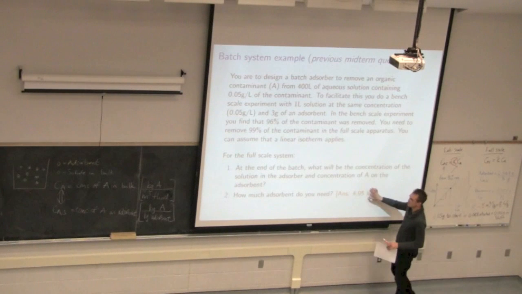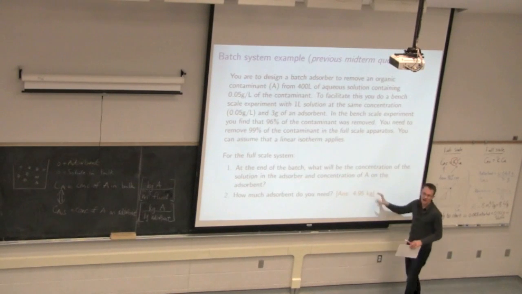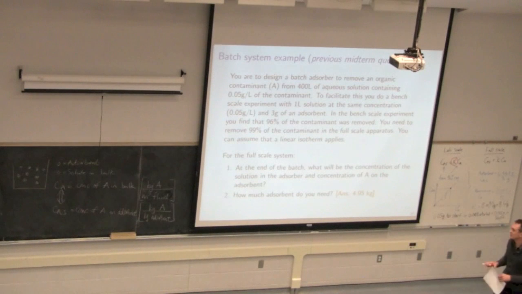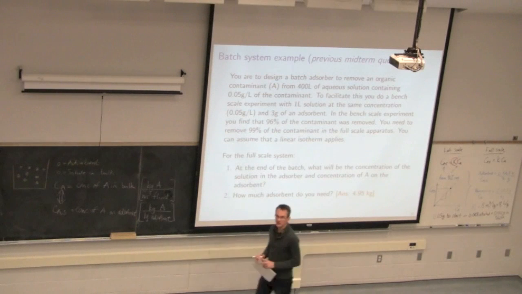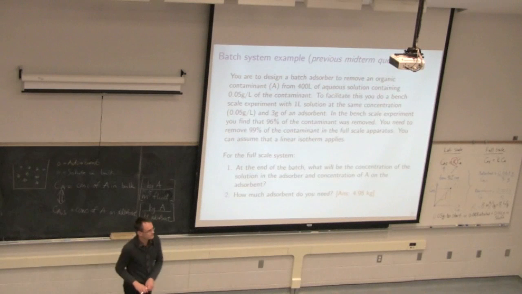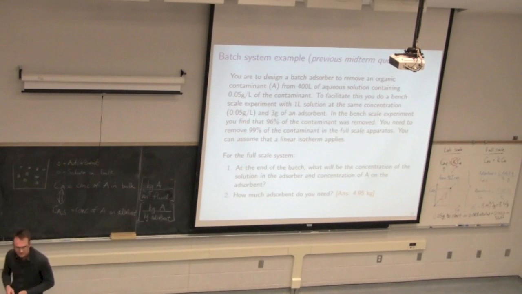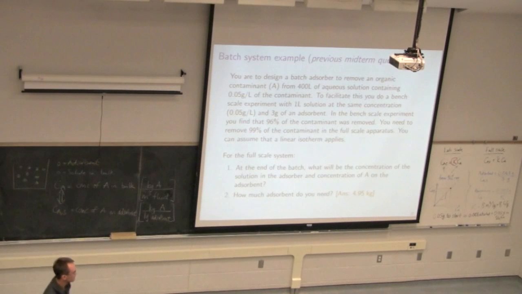Take a minute or two to work on this. Set up your plan, and you don't need to calculate it, but set up how you're going to compute that 4.95 kilogram answer using the lab scale data at the full scale. So it's 400 liters of aqueous feed with 0.05 grams.